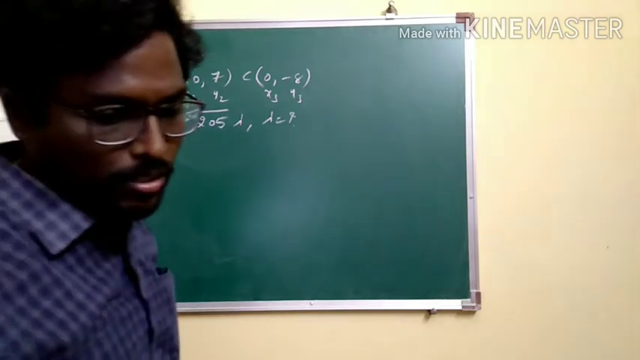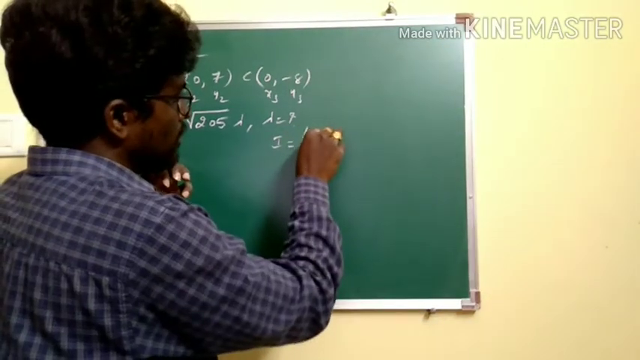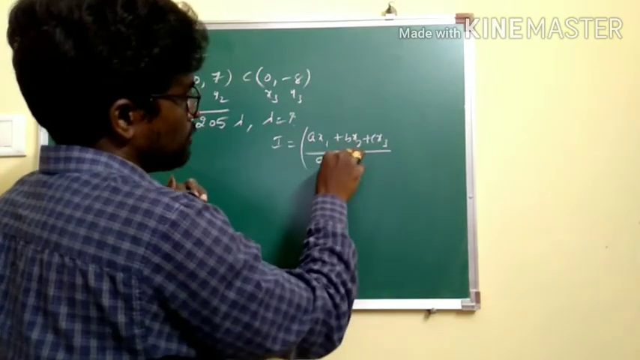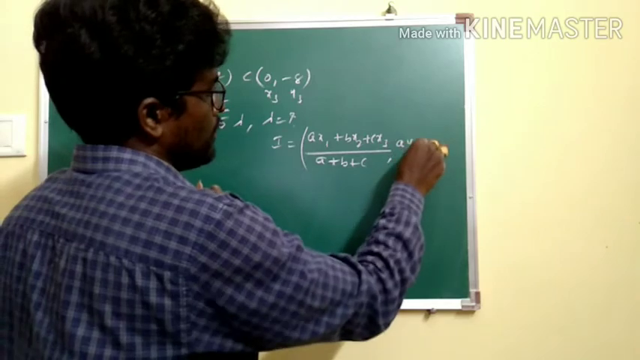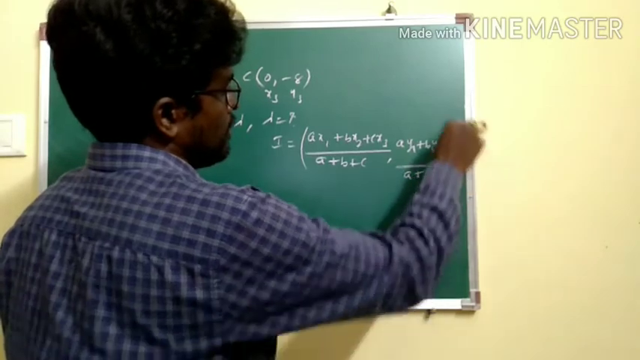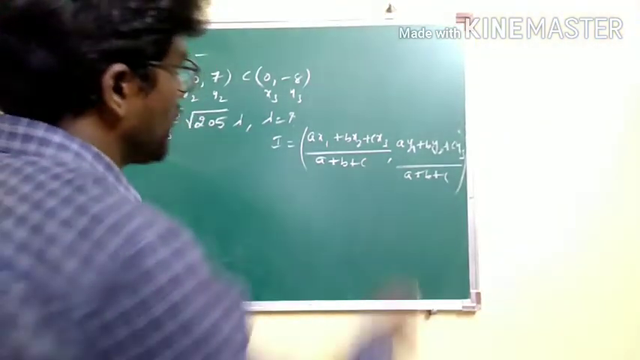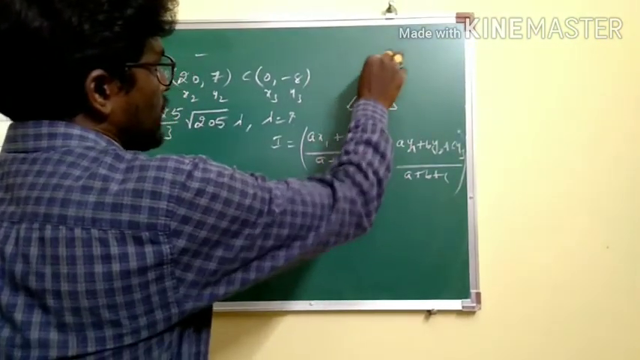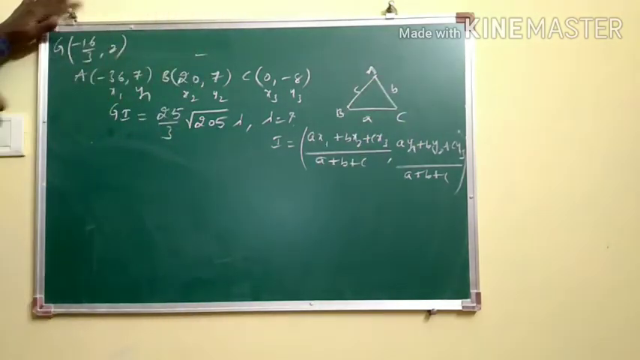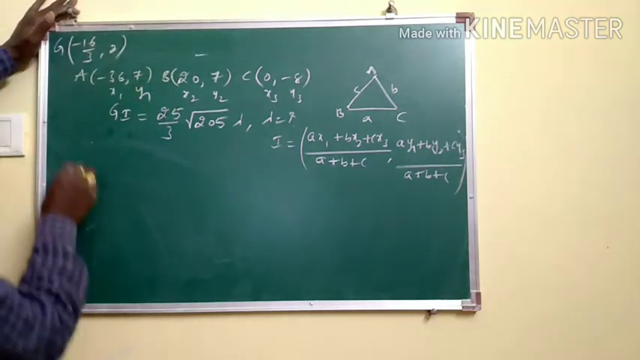Before calculating the incenter coordinates, you know well, the incenter formula is I is equal to ax1 plus bx2 plus cx3 by a plus b plus c, and ay1 plus by2 plus cy3 by a plus b plus c. Here we know x1, x2, x3 and y1, y2, y3, but not the a, b, c values. What are a, b, c? They are the sides opposite to vertex A, vertex B, and vertex C. It means we are going to calculate the BC length, CA length, and AB length.